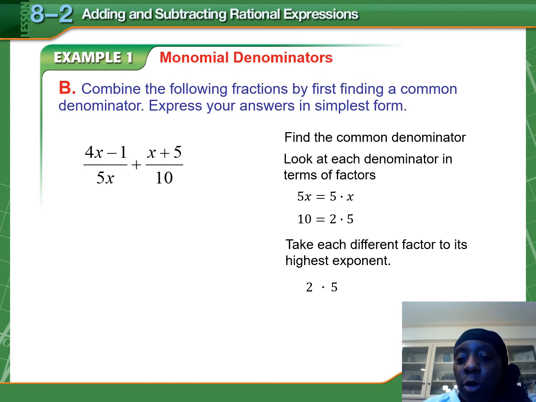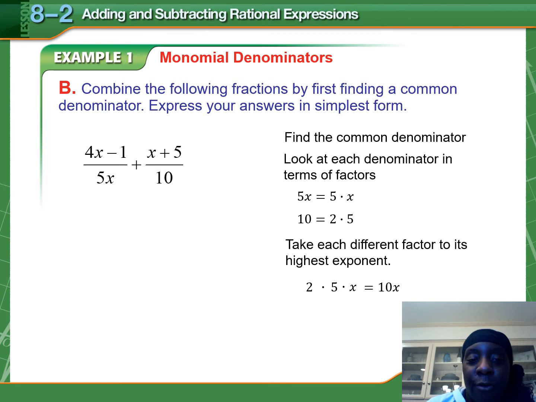Now, I don't have to take two 5s. I just have to write every factor that I see that is different. I'm not going to repeat the 5. It's 5 in each one of them, so I'm just going to have 5 one time. Now, if I had 5 to the second power, then I would have to take the exponent. So then I need an x. So the common denominator is 10x. So I need to turn those denominators into 10x so I can combine them and add them together.